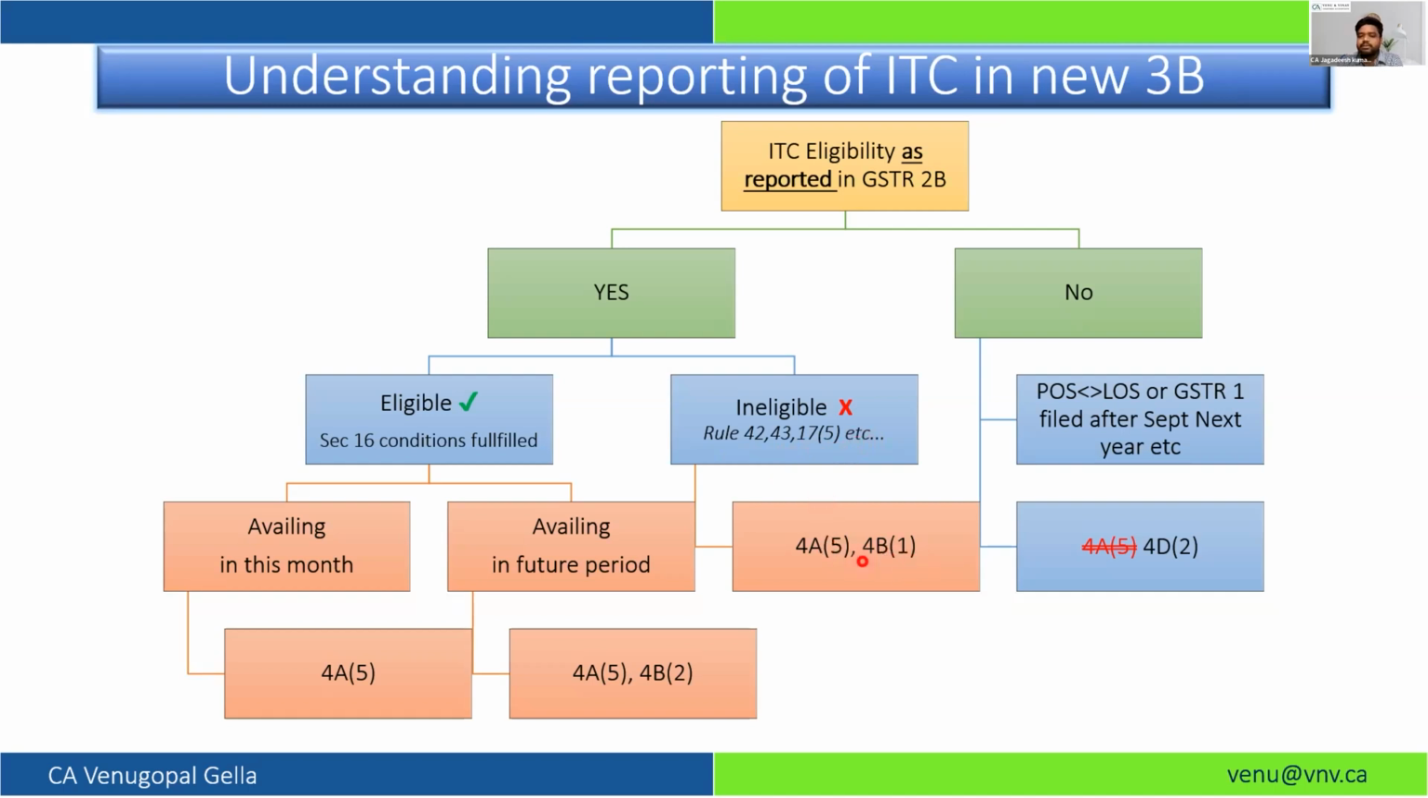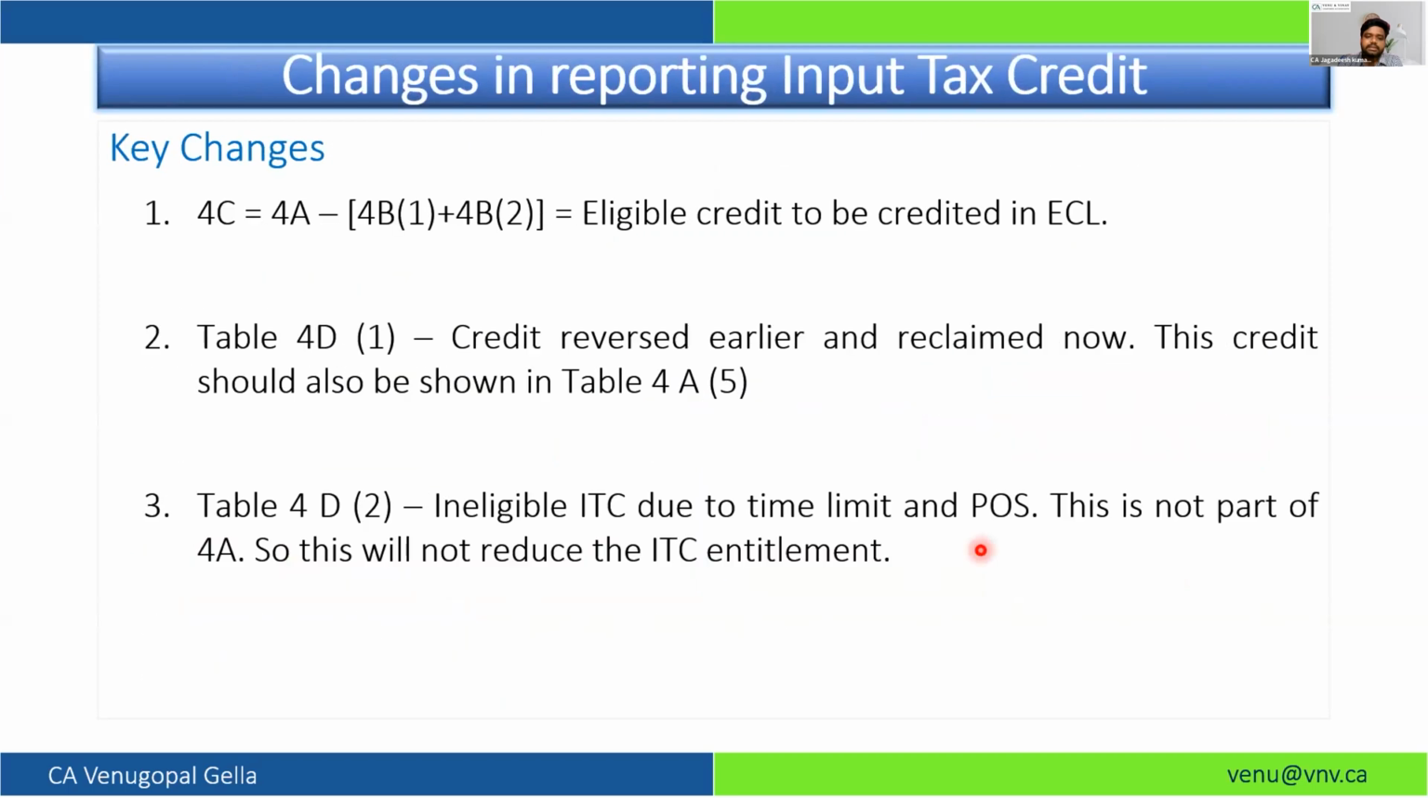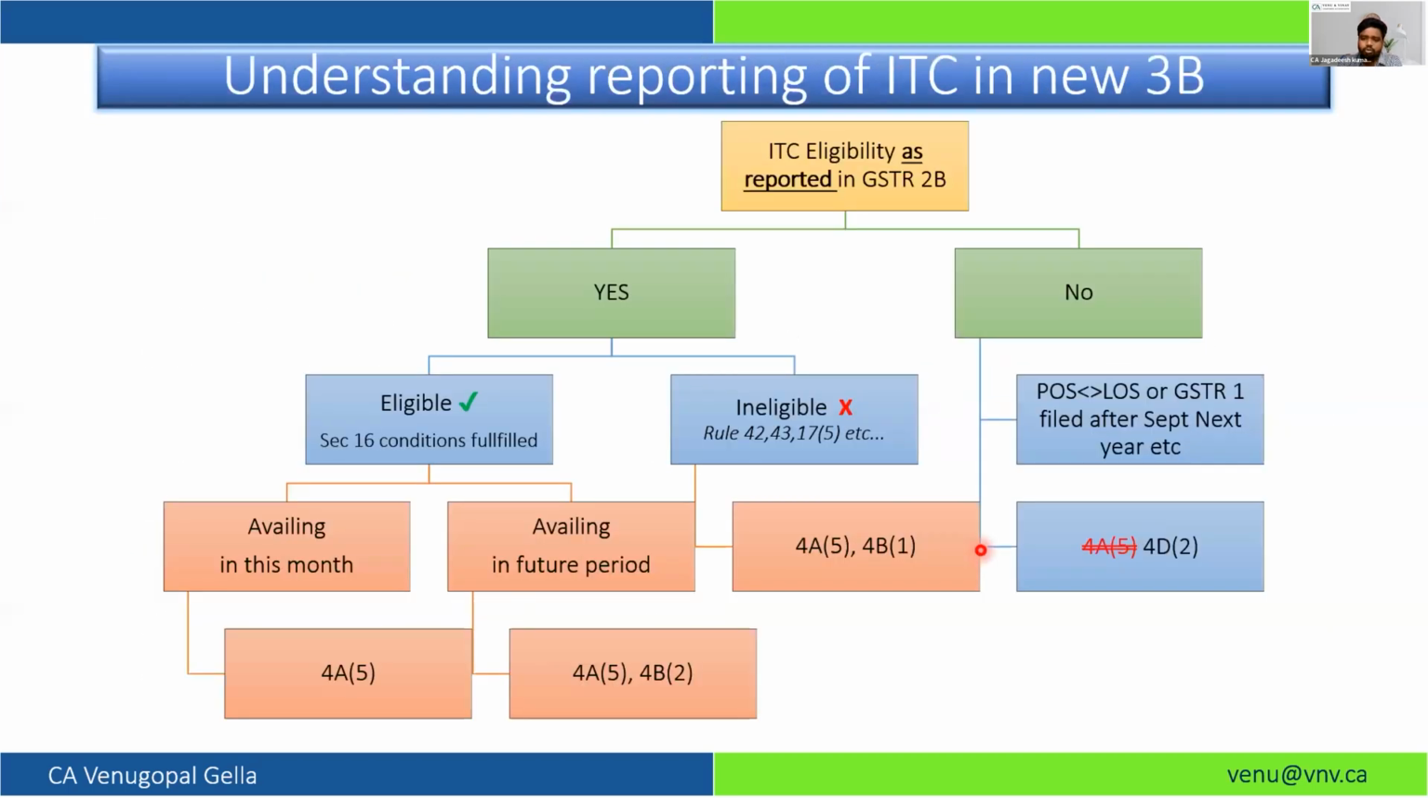And if my credit in GSTR 2B is marked as ineligible because of a different place of supply, or because of section 16(4), the time-barred credit, in that case the credit will not at all be auto-populated in 4A5. It will not come to my 4A5. This figure I need to report in 4D2 under ineligible credit. That is 4D2.